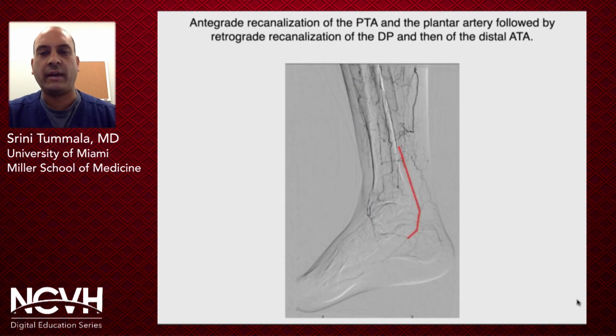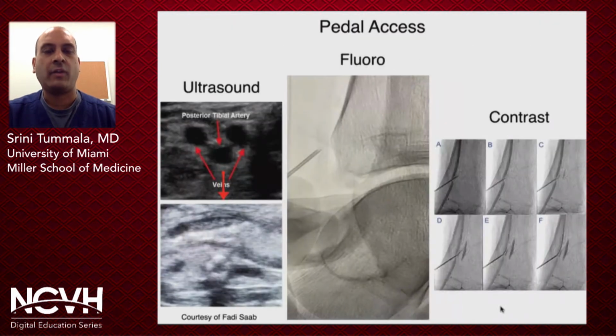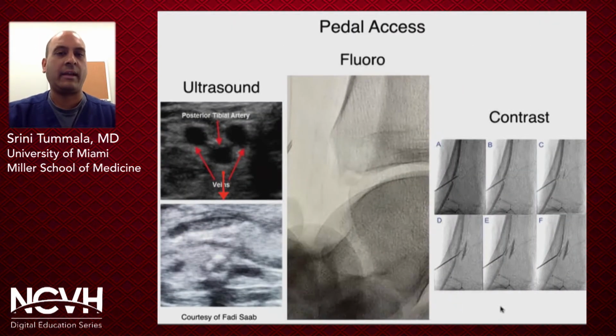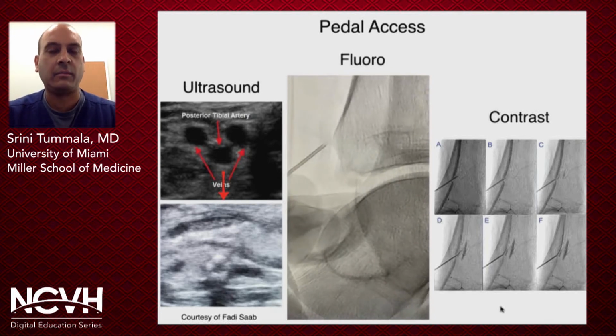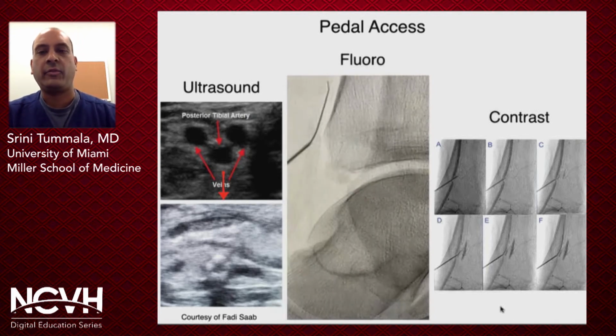Another option is to go via the posterior tibial artery into the lateral plantar artery, the pedal loop, and then the AT. There's also pedal access. Don't forget that when you're dealing with below ankle interventions and even tibial interventions, you're going to need some level of pedal access. There's 3 ways you can do this.